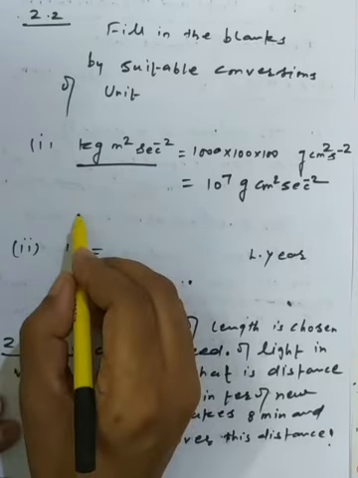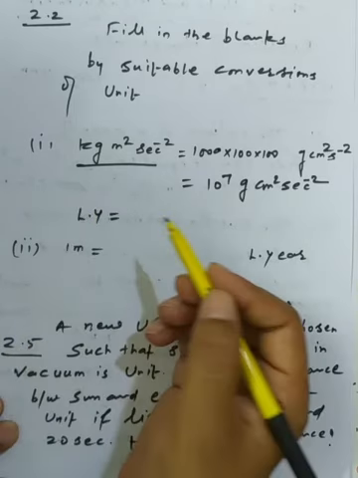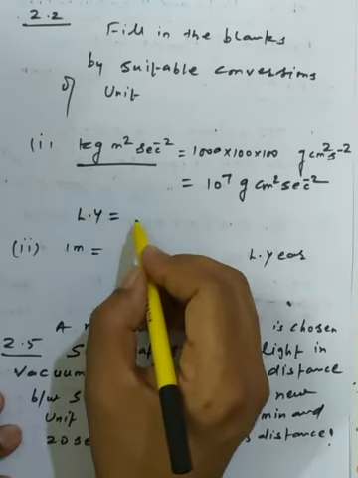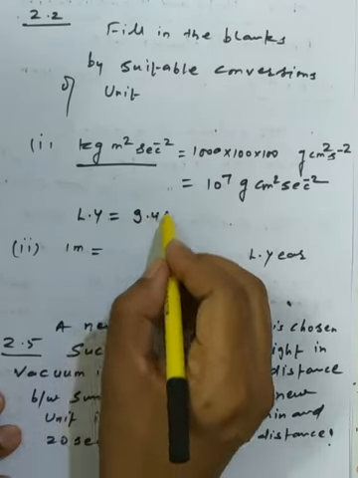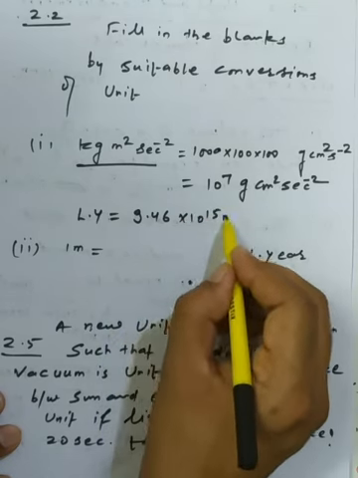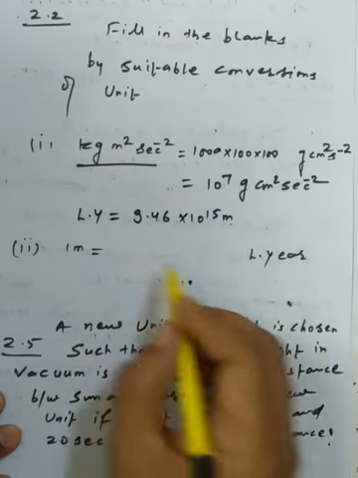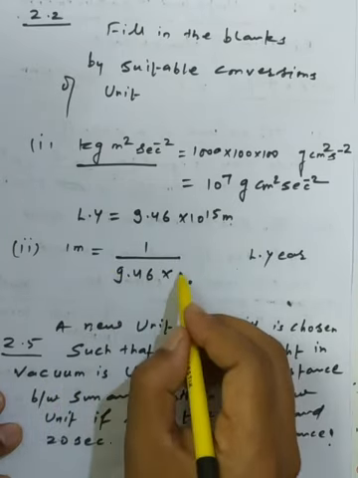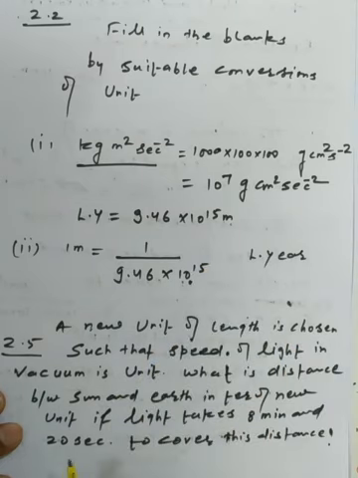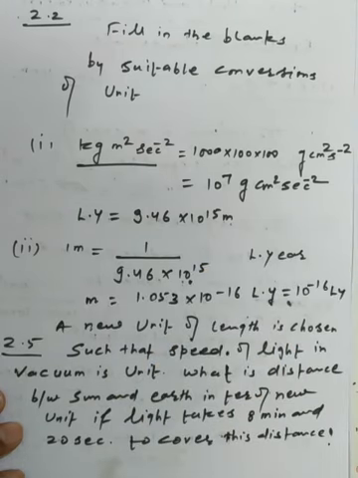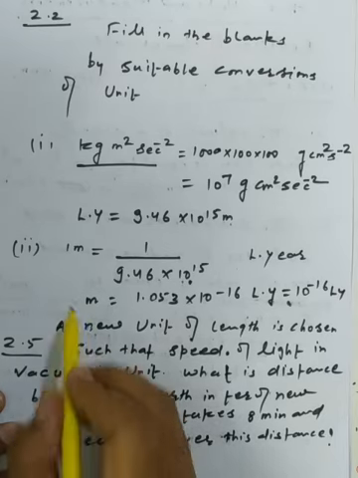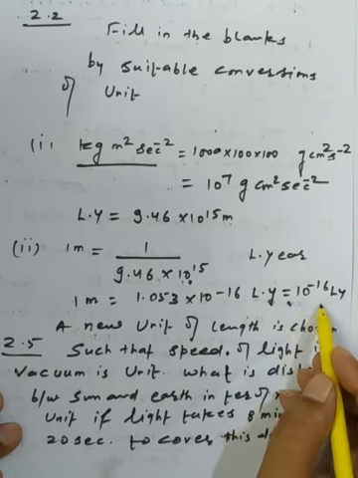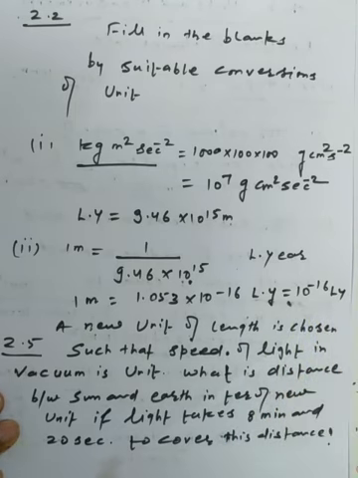We know the meaning of a light year: the distance traveled by light in a year. So it's a general representation, and we have the value near about 9.46 into 10 to the power 15 meter. So how many meters are there in a light year? We can easily divide 1 by 9.46 into 10 to the power 15. As we solve it, what do we get? 1 meter comprises 1.053 into 10 to the power minus 16 light year, that is near about 10 to the power minus 16 light year. So this is the type of conversion we have.